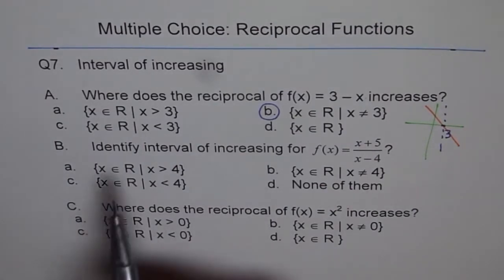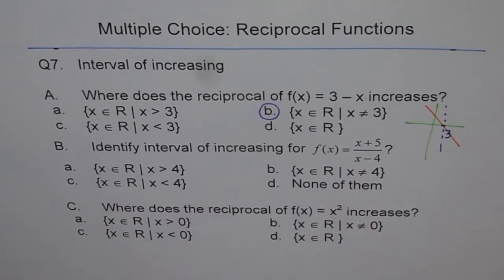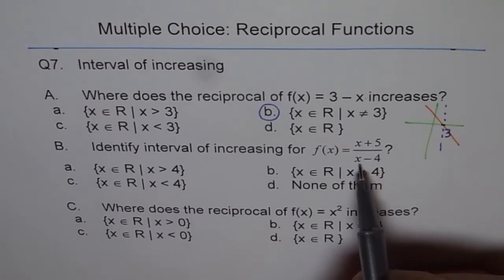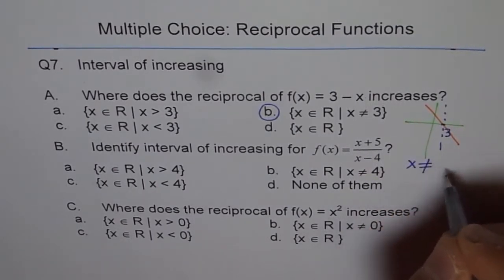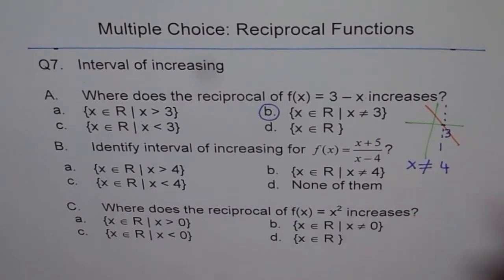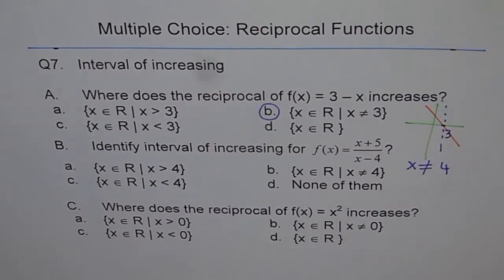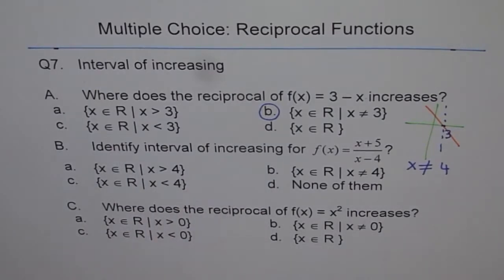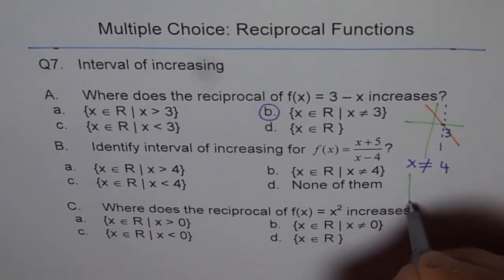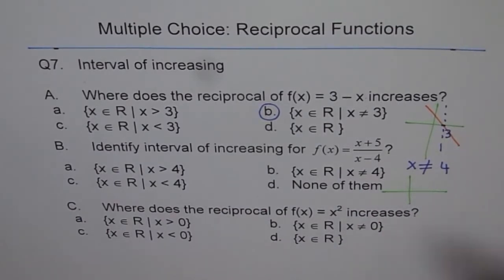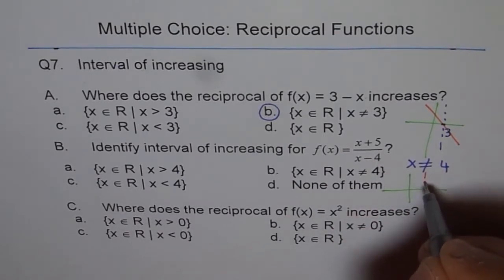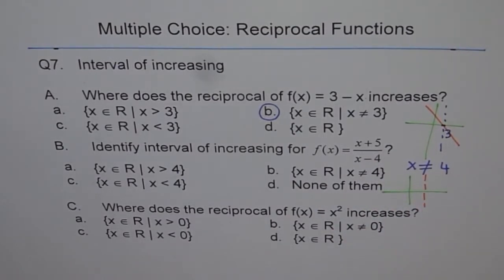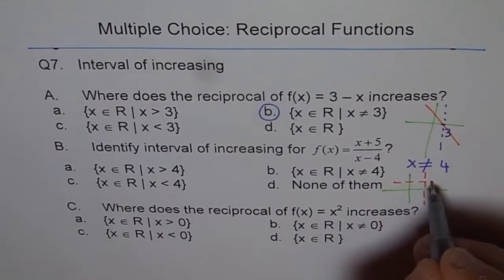Next one. Identify the interval of increasing for this function. Now here I have a different approach. We are given a function and we know the restriction is that x is not equal to 4. That much I should know, right? Now we have to identify the interval of increasing or decreasing, correct? If you really want to sketch it, that is one option. So at 4 we have a vertical asymptote. Let me draw it in orange. And we have a horizontal asymptote at 1, right?